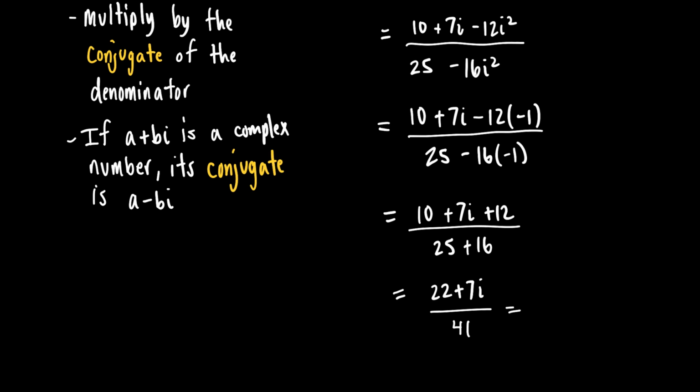If you write these separately, so you can divide each part separately, you would get 22 over 41 plus 7 over 41i. And that right there is totally a complex number. It's got a real part. It's a fraction, but it's still a real number. And then it's got a real number times i. So it's got the imaginary part right there. So that would be the solution. Well, not the solution, but that would be the simplified form of the original fraction.